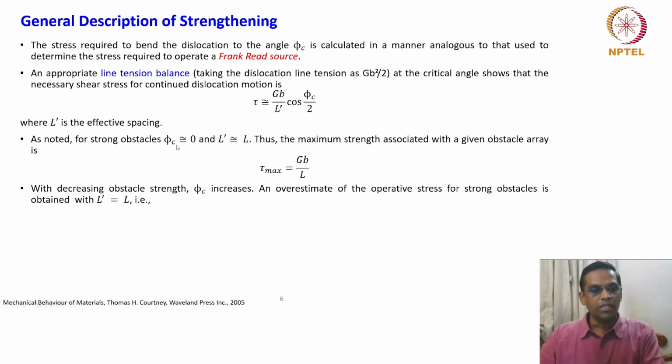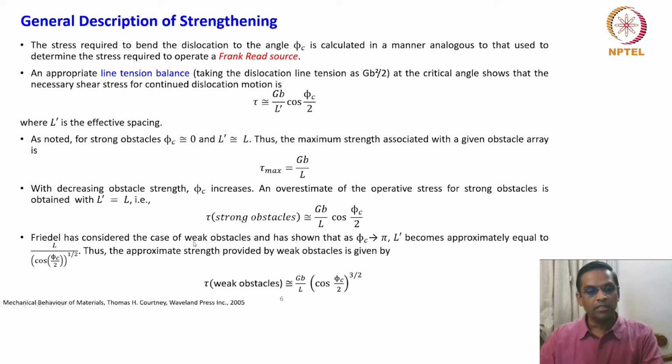As noted, for strong obstacles, phi c is equal to 0 and L prime is L. Thus, the maximum strength associated with a given obstacle array is tau max equal to Gb by L. With decreasing obstacle strength, phi c increases, that means the particles become weak. This is what you have to understand. An overestimate of the operative stress for strong obstacles is obtained when L prime is equal to L: tau for strong obstacles is equal to Gb by L times cos phi c by 2.